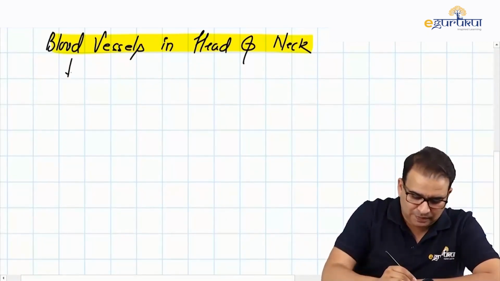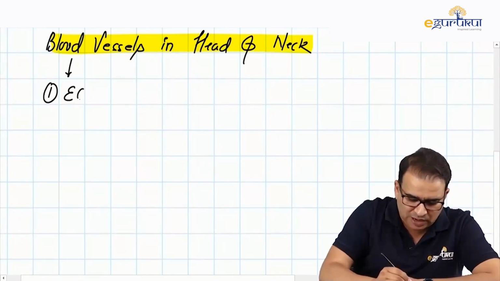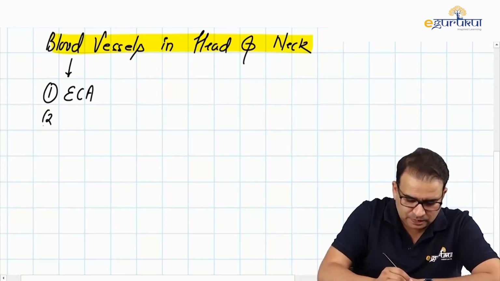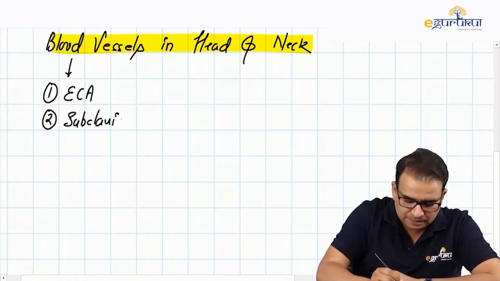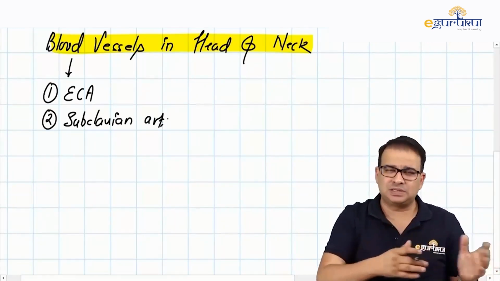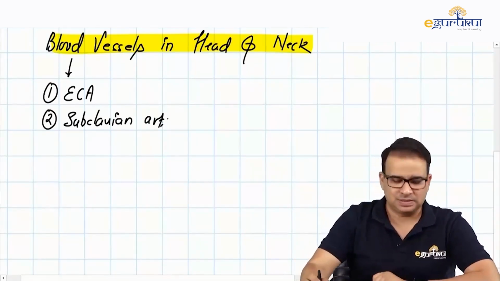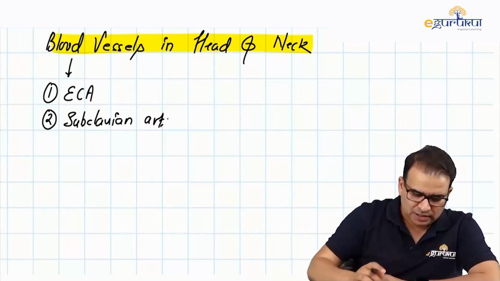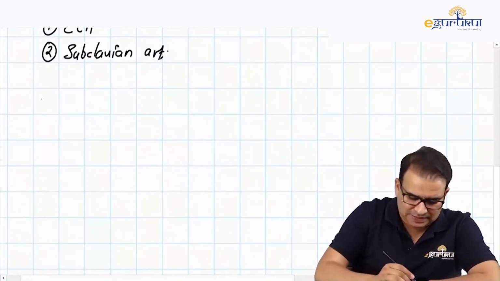So in the blood vessels of the face, the two major blood vessels we have to take care of: one is the external carotid artery and the other is the subclavian artery. Obviously, internal carotid artery is to be discussed in the neuro part. So we are discussing ECA and subclavian. Let's start our discussion with the ECA first.